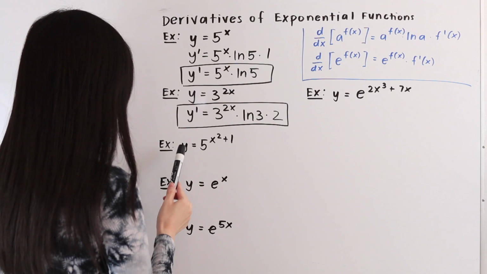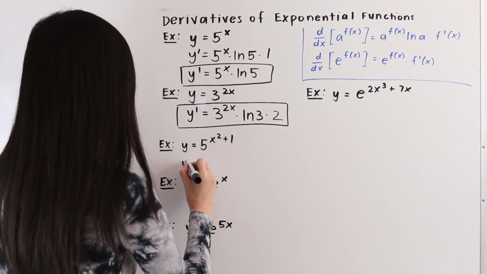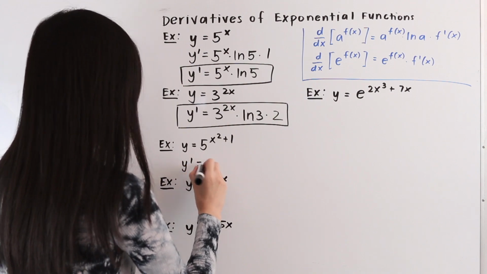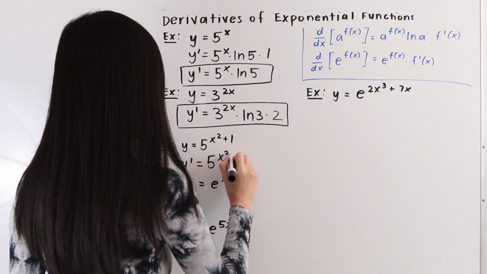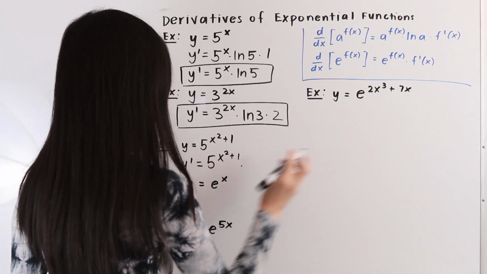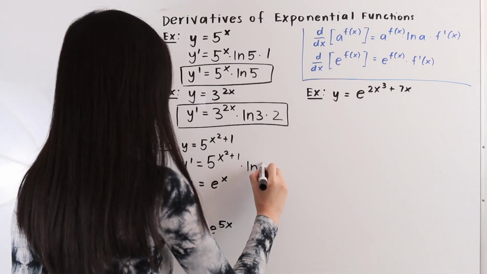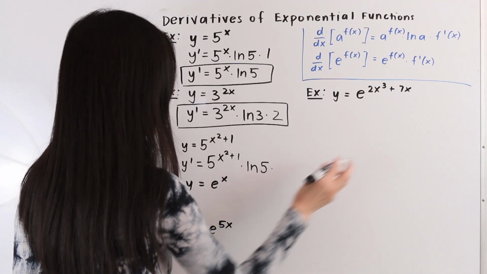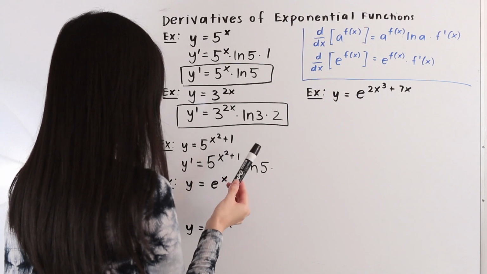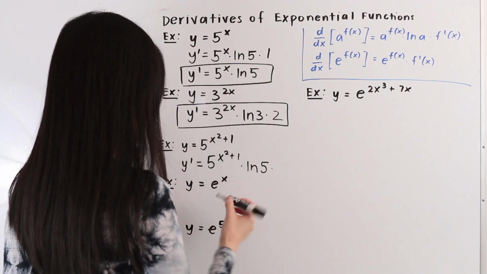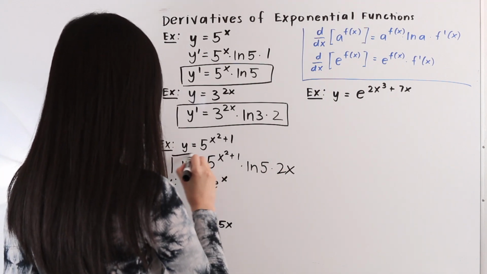In this next example, we have y is equal to 5 to the x squared plus 1. Let's go ahead and take its derivative. So we have y prime is equal to, and then we rewrite our original function, so we have 5 to the x squared plus 1. We multiply by the natural log of the base. Here our base is equal to 5, so we have the natural log of 5. And then we multiply by the derivative of our exponent. Here our exponent is x squared plus 1, and the derivative of x squared plus 1 is just equal to 2x. And so this is our final answer.